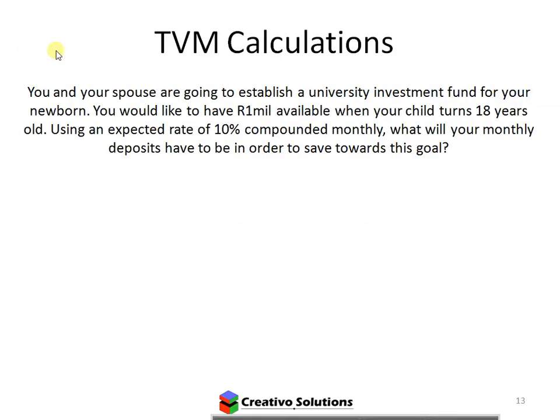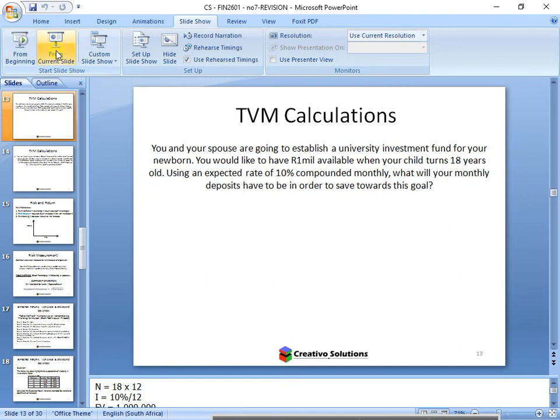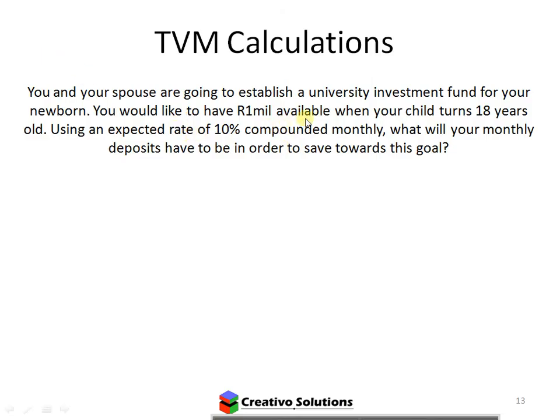Okay, so let's see if you guys can apply the time value of money to a question. You've got a few examples here. You've got two of them. You and your spouse are going to establish a university fund for your newborn. You would like to have $1 million when your child turns 18. Using an expected rate of 10% compounded monthly, how much do you have to deposit monthly to achieve that goal?